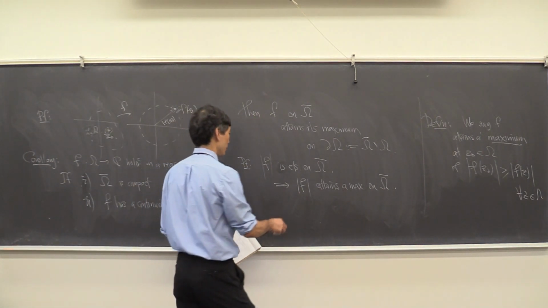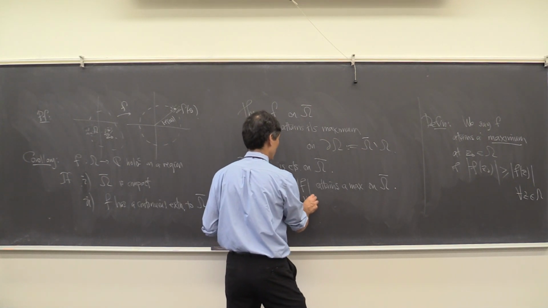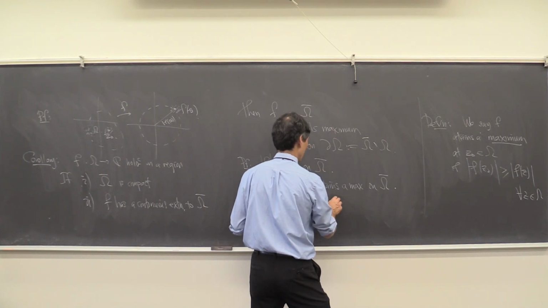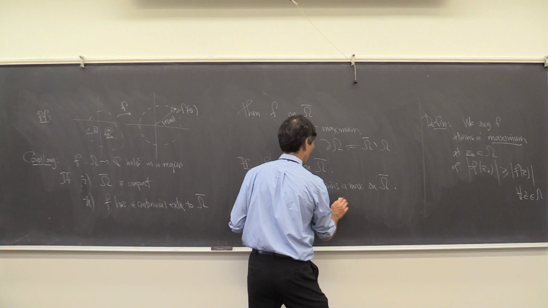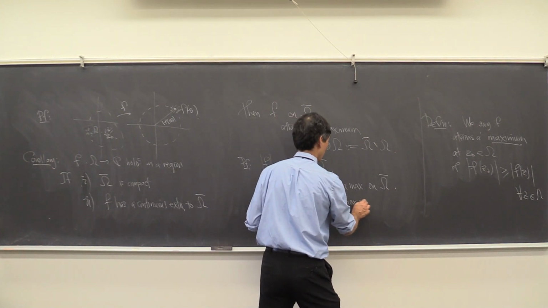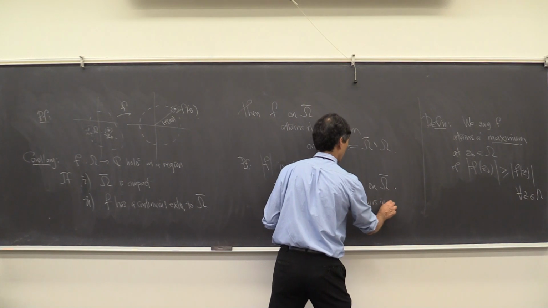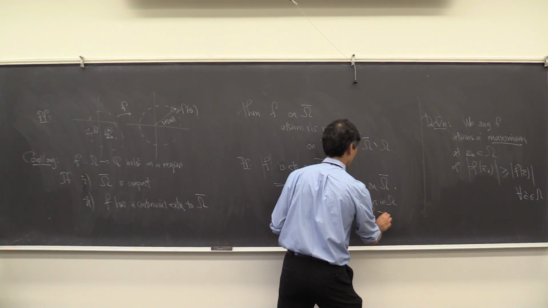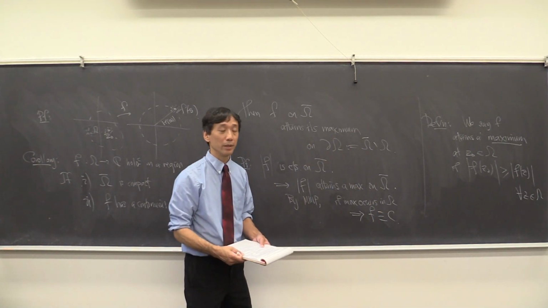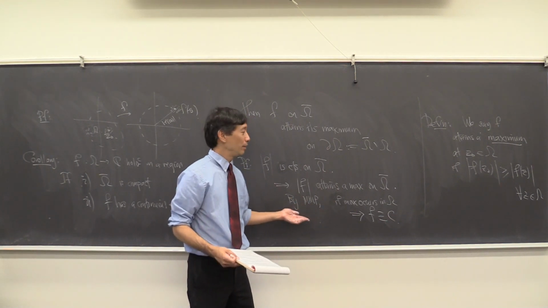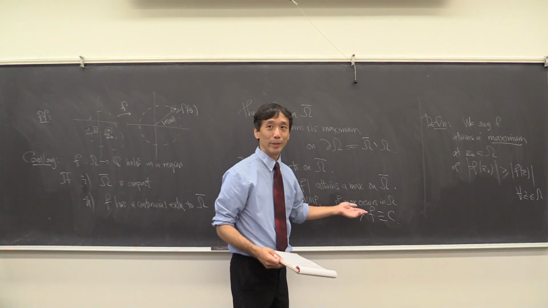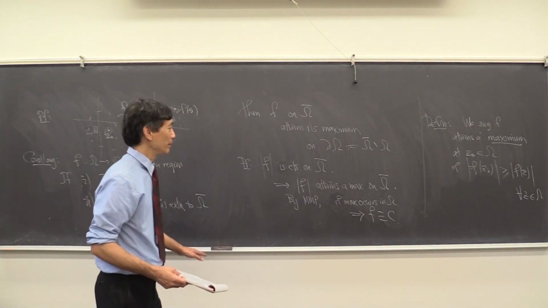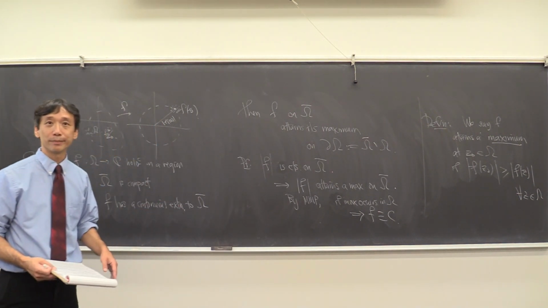So by the maximum modulus principle, if the max occurs in omega, then f must be a constant, and in that case, the max occurs on the boundary, right? So either the max occurs on the boundary, or the function is constant and the max occurs on the boundary. So in either case, the max will occur on the boundary.